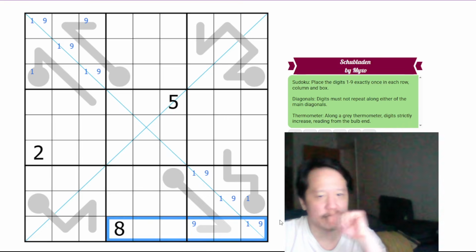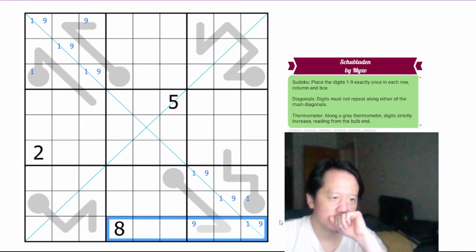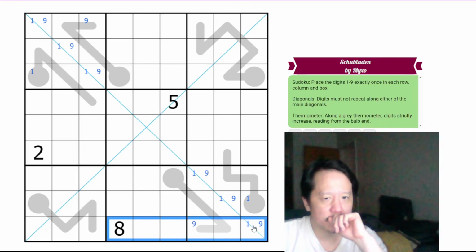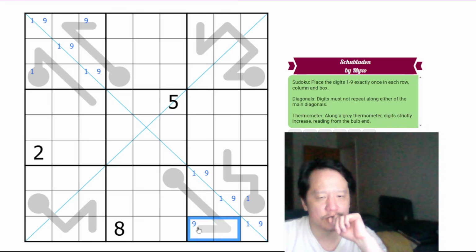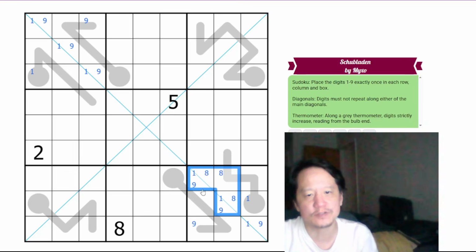Okay, where is 8? 8 in box 9 cannot be here. Can't be here because that has 2 digits higher than other ones. Can't be here because it has at least 2 digits higher than this. So 8 has to be one of these 3.